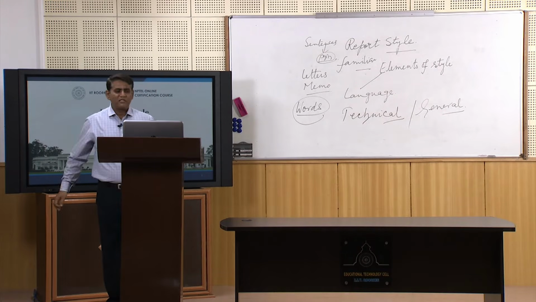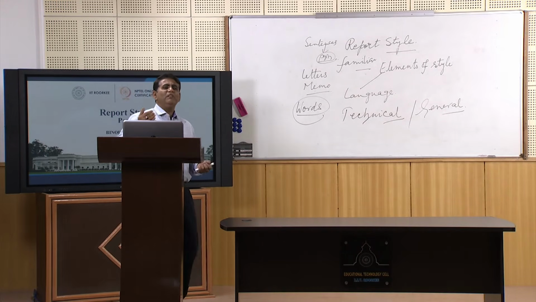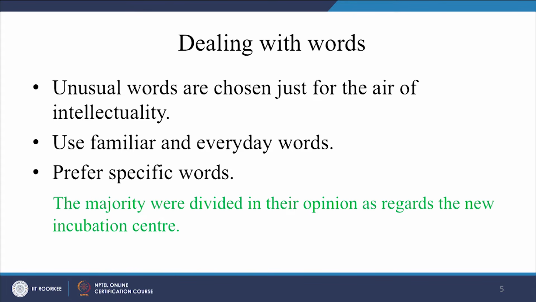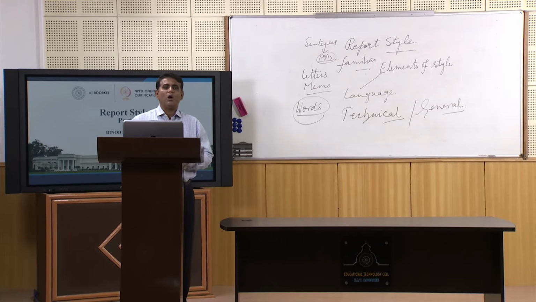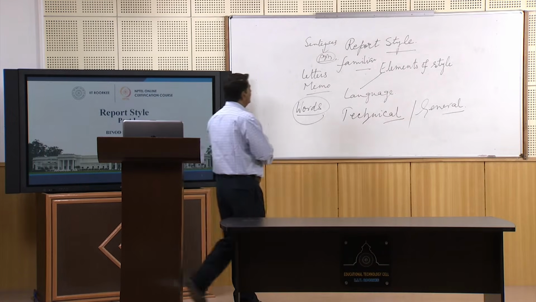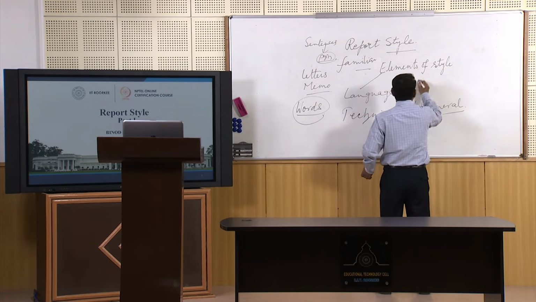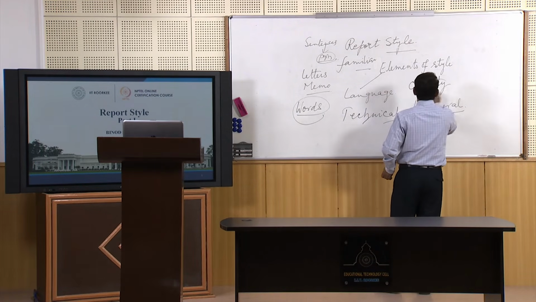When we talk about specific words, we will be giving you several examples. Say for example, if I say, the majority were divided in their opinion as regards the new incubation center. Look at this sentence. Now, majority may mean 60%, 70%, 80%, but as a report writer, you have to ensure clarity, you have to ensure a sort of understanding. So, what you need to do is be more specific.